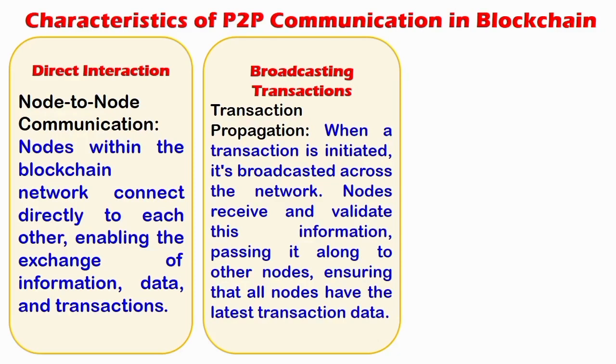Let's talk about how transactions spread in blockchain's peer-to-peer communication. It is like this. When someone starts a transaction, it is like sending a message to everyone in a big group chat. These computers or nodes get the info, check if it is legit, and then share it with other nodes. It is like making sure everyone is on the same page so all the nodes have the most up-to-date transaction details.